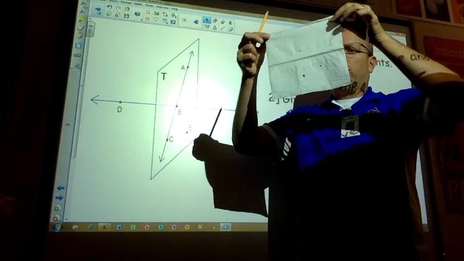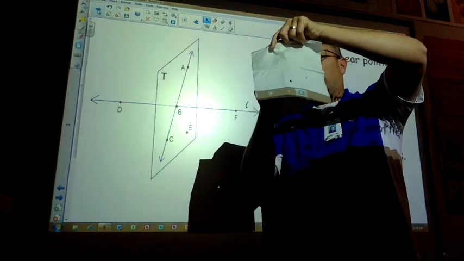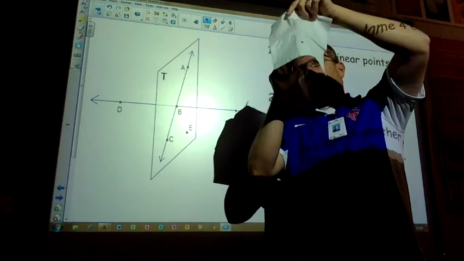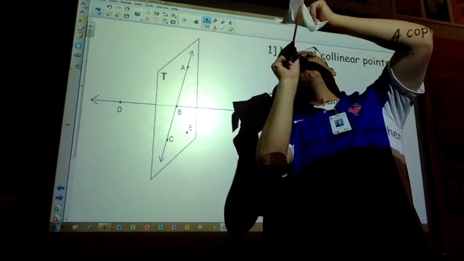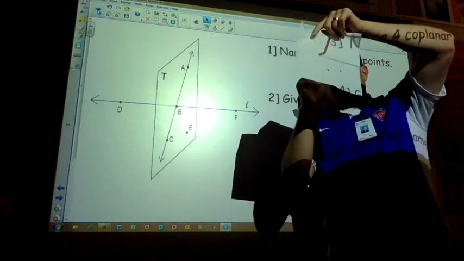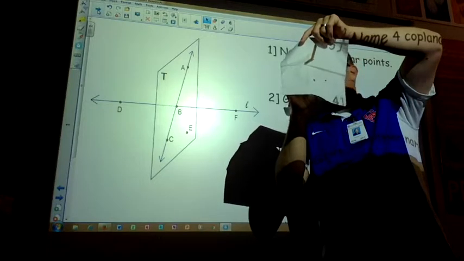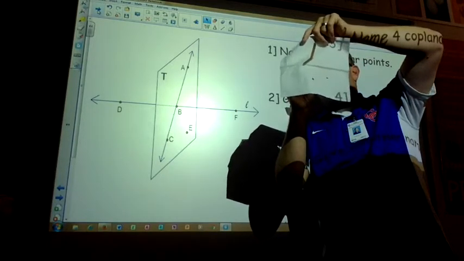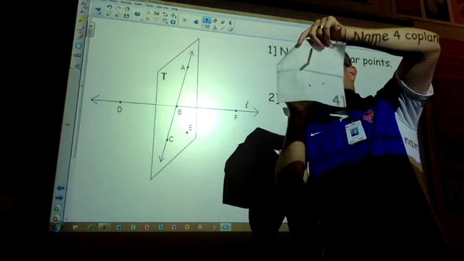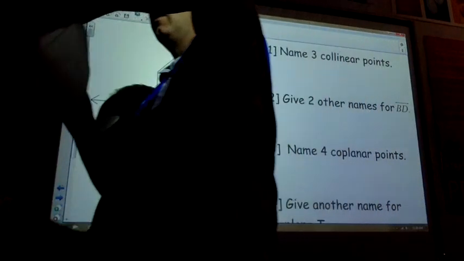Can you see the 2 black points? Now I'm going to talk about the tip of the pencil here. There we go. So C and E are the 2 black points on the tissue, and the tip of the pencil is F. So is there a single line that would work there? Does that make sense? Can I bring it to you?